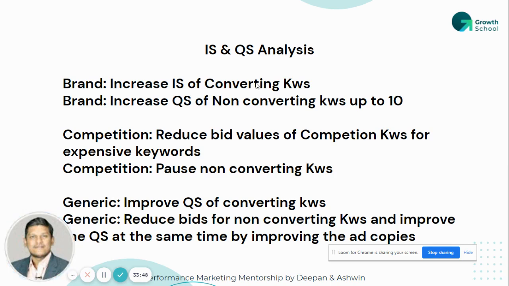Generic. Improve quality score of converting keywords to reduce your cost of conversion. Then, reduce bids for non-converting keywords, improve the quality score, and check for a few more days if you can see any improvement in your ad copy, in your keyword conversions. So this should be the action item which you should inform to the brand.